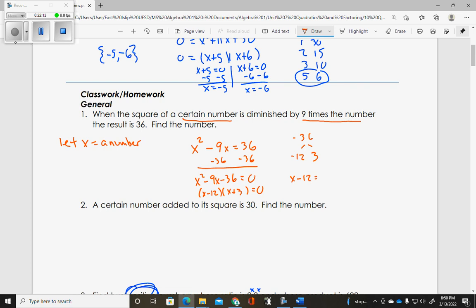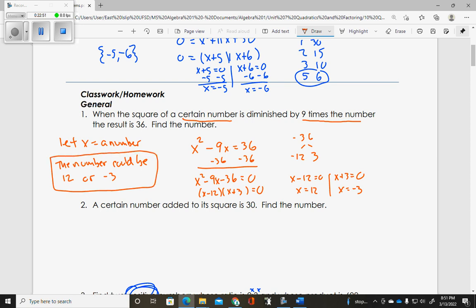And we set each factor equal to 0. So x is 12, or x is negative 3. Let's go read. Do they want us to reject any of these? They just say find the number. It doesn't say whether it should be positive or negative, which means there are 2 answers possible. The number could be 12 or negative 3. Okay, so not so bad.